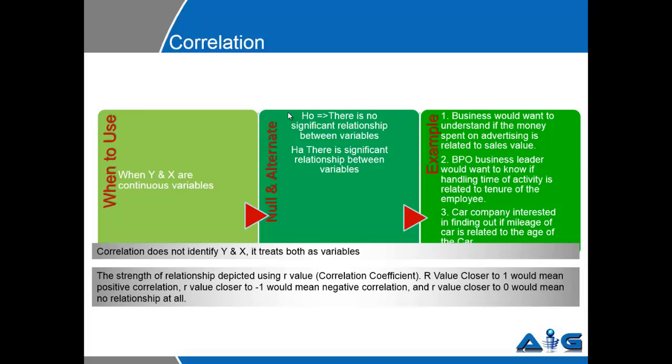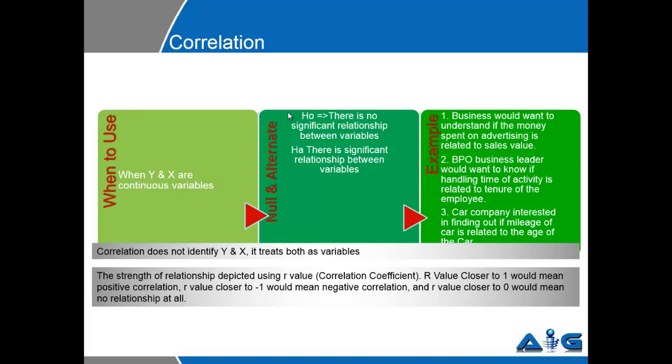However, one very important thing to understand during a correlation test is that correlation does not identify x and y. It treats both the factors as variables. It is unable to identify causality. It is unable to identify dependent-independent relationships. For a correlation test, it will find out if both the variables are related to each other or not, and it will not be able to tell you whether the x impacts my y or not.